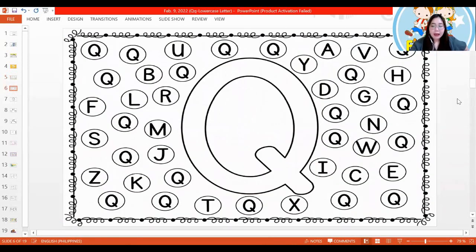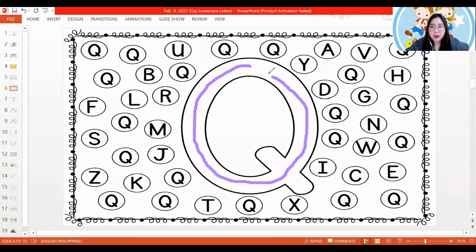So we have capital letter Q here. So let's trace it together. We start at the top, we make a big curve all the way down. Then we go back up and we close and a slanting line down in the bottom. And we have capital letter Q.